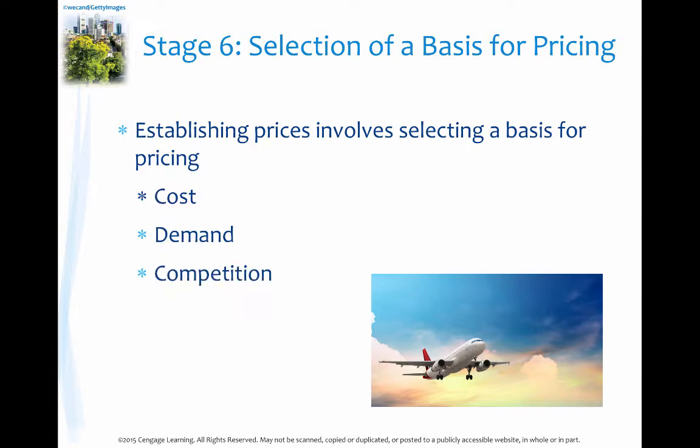When using cost-based pricing, the firm determines price by adding a dollar amount or percentage to the cost of the product. Demand-based pricing is based on the level of demand for the product. To use this method, a marketer must be able to estimate the amounts of a product buyers will demand at different prices. In the case of competition-based pricing, costs and revenues are secondary to competitors' prices.